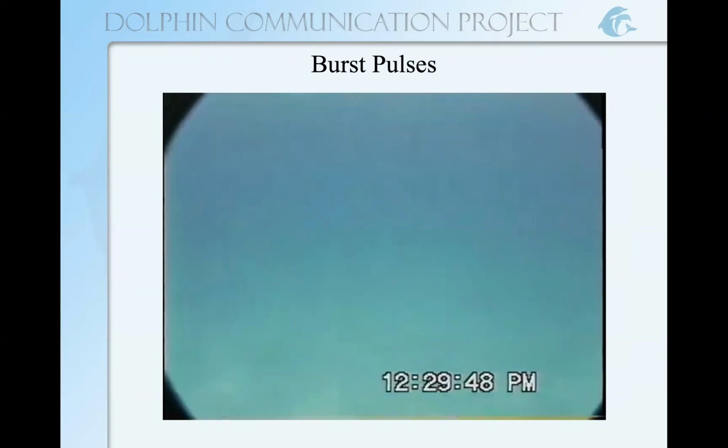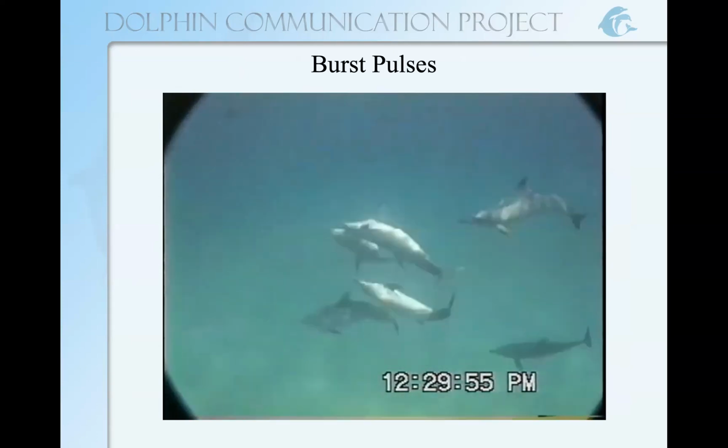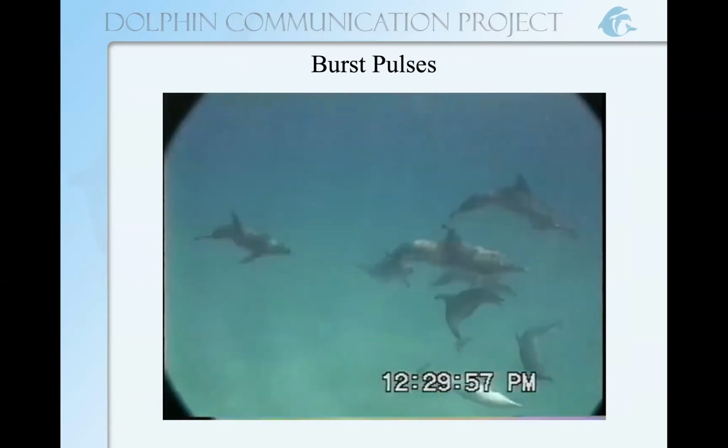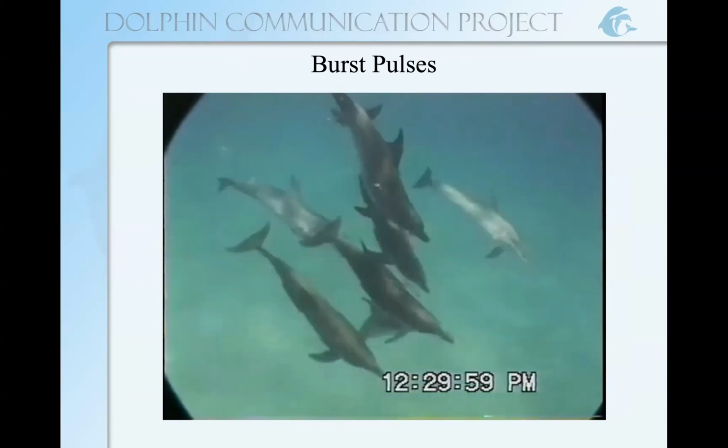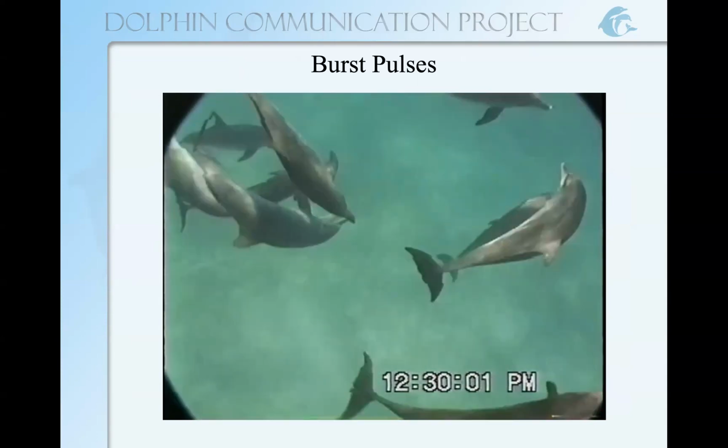Burst pulses occur when dolphins release clicks so rapidly that it's not believed that they're able to gain any sonar information from the returning echoes. And these clicks, when they're used in burst pulses, are as high as 200 clicks per second, even up to 1700, 1800 clicks per second. And these signals, these clicks, are thought to be communicative and not echolocation.